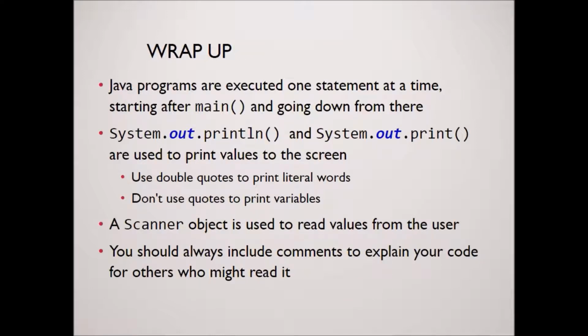And so our wrap-up says that there's a difference between System.out.println and System.out.print. Anything in double quotes is printed as a literal word. So if you put those double quotes around a variable, it's going to print out the name of the variable instead of the value that's stored in the variable. We use scanner objects to get user input from the keyboard. And I want you to include comments so that I know that you understand what the code is doing. So thank you very much, and that ends this particular lecture.